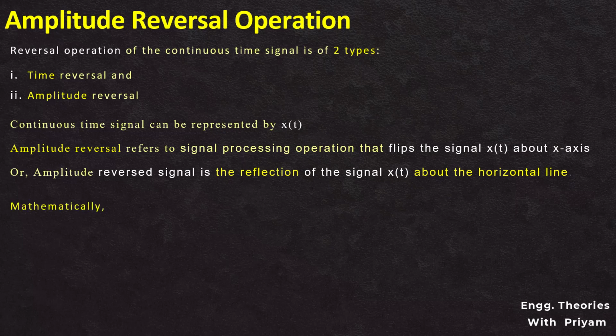Mathematically, this can be shown as y(t) = k times x(t), where k is equal to -1, or we have to plot y(t) = -x(t). This is one type of signal scaling operation where the signal is multiplied by -1.